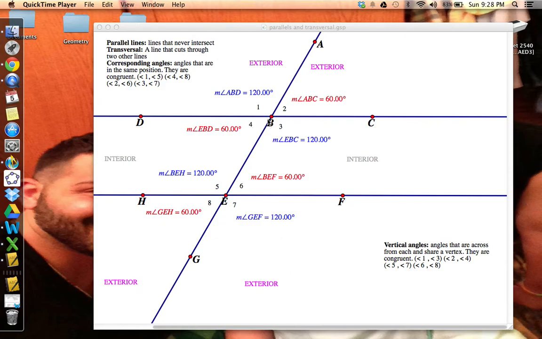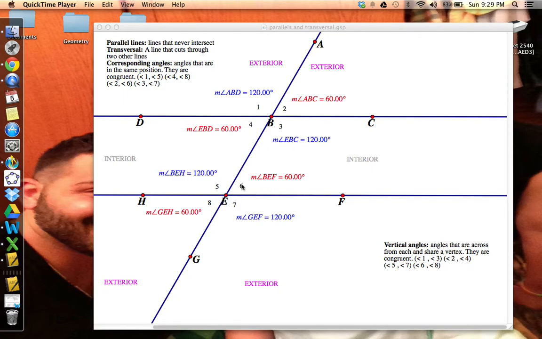Now what we studied recently, I've got vertical angles. So angle 1 and angle 3 are vertical angles. Angle 2 and angle 4 are vertical angles. If you notice down here, vertical angles are angles that are across from each other and share a vertex. This is the vertex that's being shared, vertex B. They are congruent. Remember, congruent means equal. So angle 1 and angle 3, those are a pair. Angle 2 and angle 4, those are a pair.